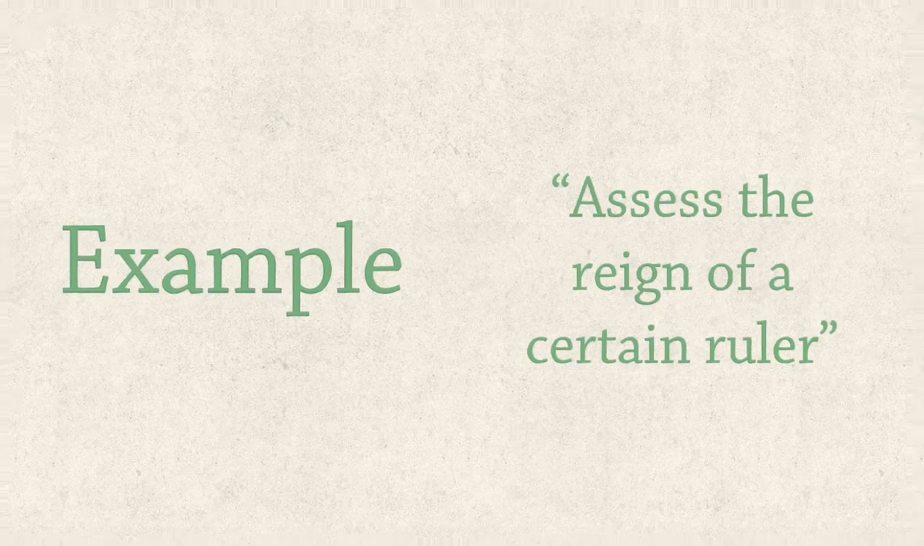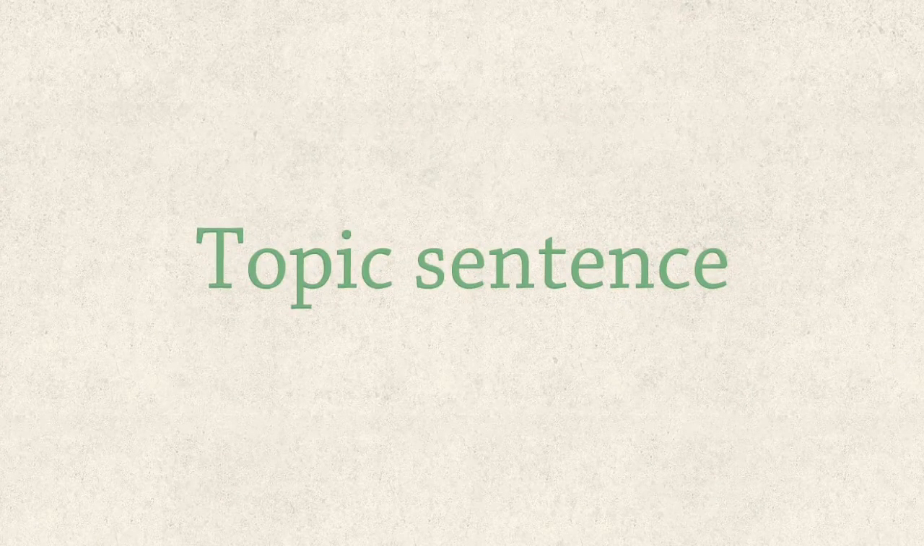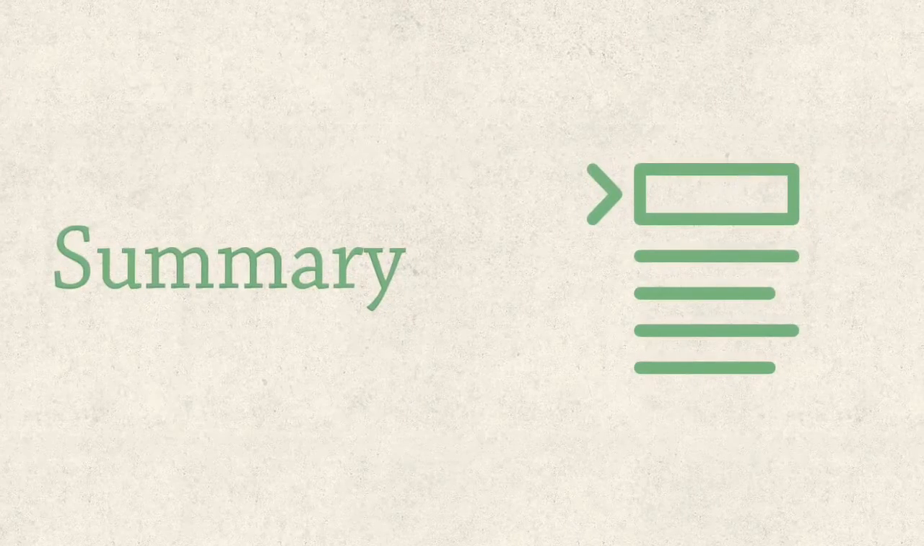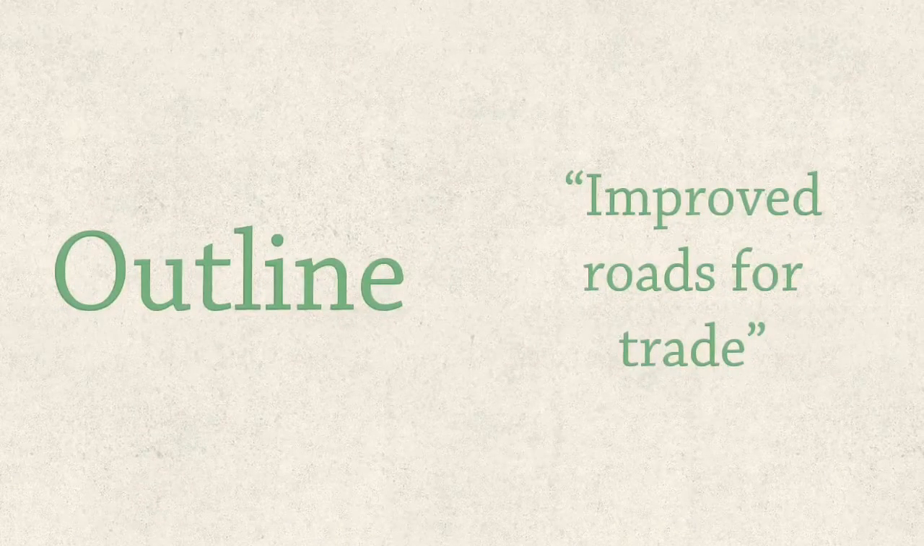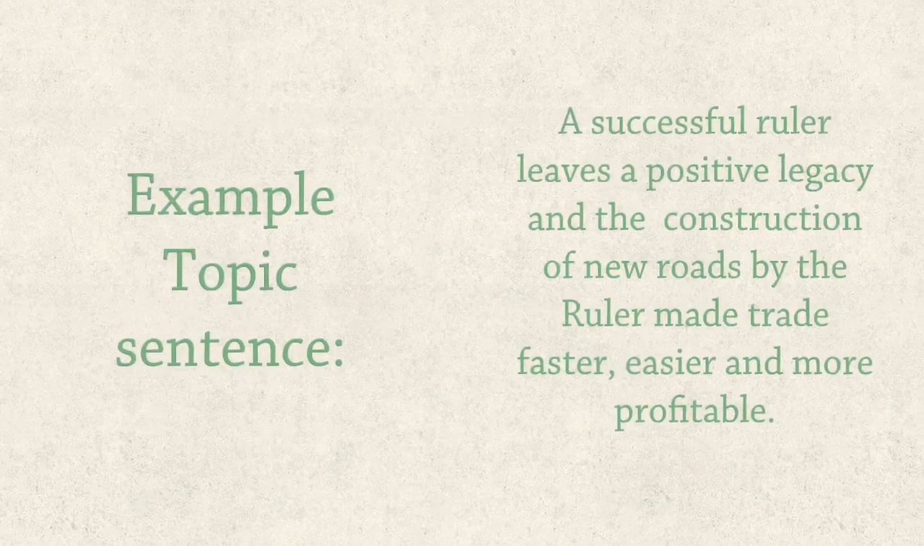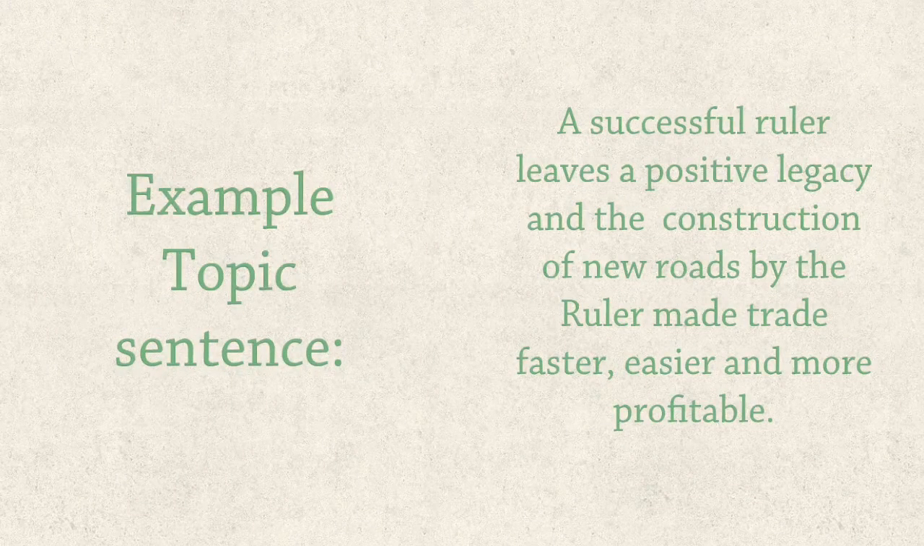Let's go a little more in depth into each part of the structure using our example, assess the reign of a certain ruler. A topic sentence sounds quite jargony, but really all it is is a summary of what you're going to talk about in the paragraph. In the outline in the introduction, we said that our certain ruler improved roads for trade. An example, therefore, of a topic sentence might be, a successful ruler leaves a positive legacy, and the construction of new roads by the ruler made trade faster, easier, and more profitable.